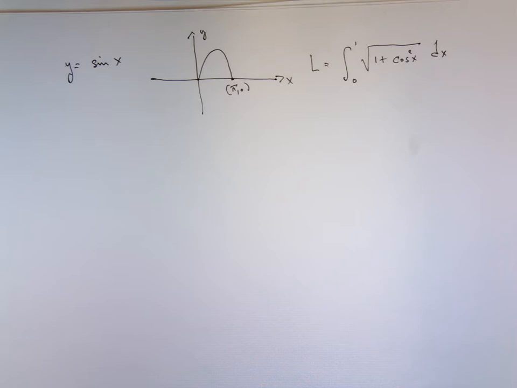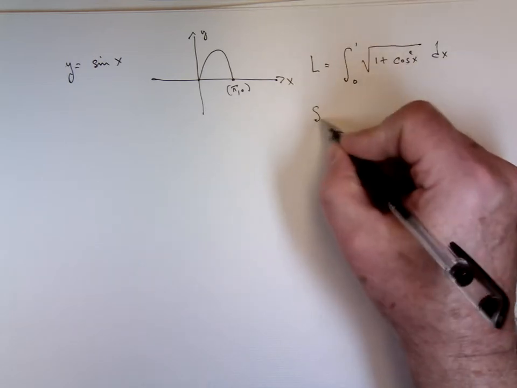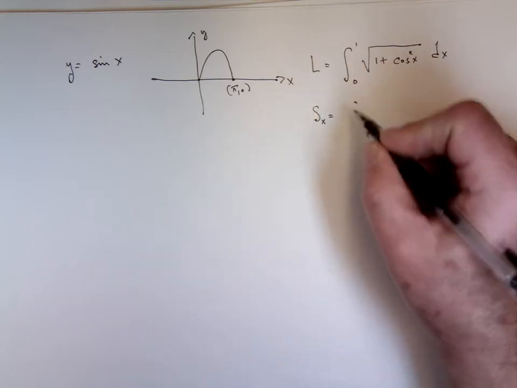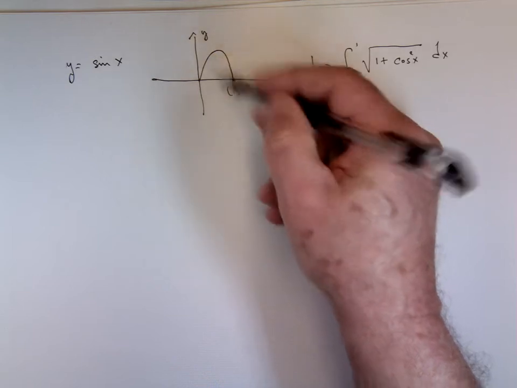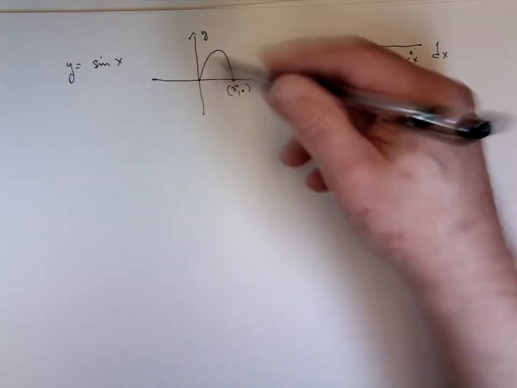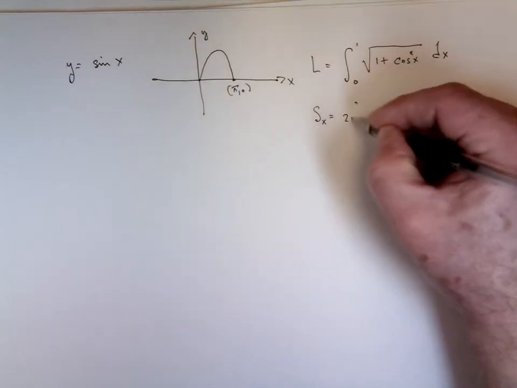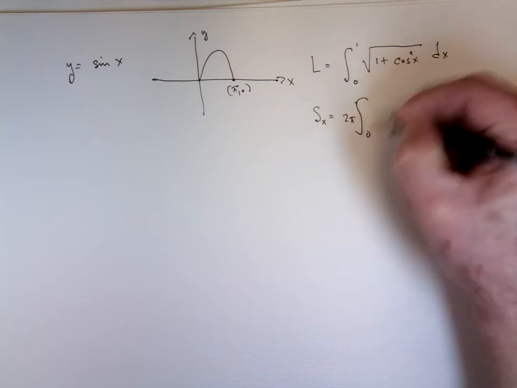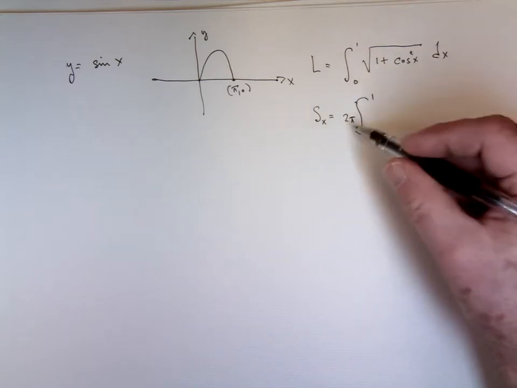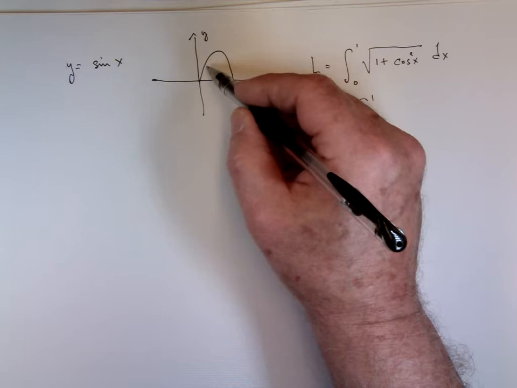And the surface area about the x-axis, when you revolve this around the x-axis, okay, you're going to get 2 pi, 0 to 1. Ooh, that's a bad integral there. And again, you're going to have to do RL.